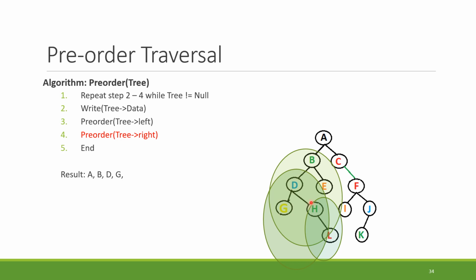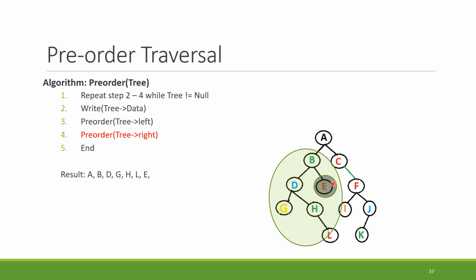H, L, right? Now here again, first read the root node. So H is the root node. Now there is no left subtree, so you go to the right subtree. Here this is the root node, right? No children, so read L. So with this, the left subtree is over. Now after the left subtree is over, already we have read B, left subtree is over, so go to the right subtree, which is E.